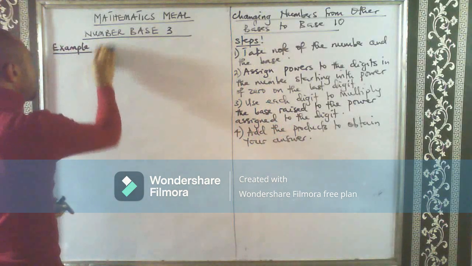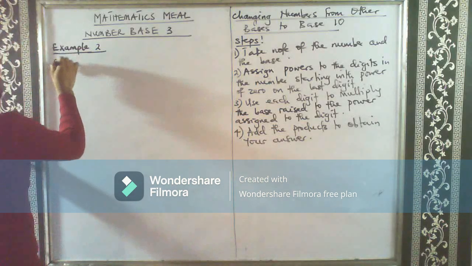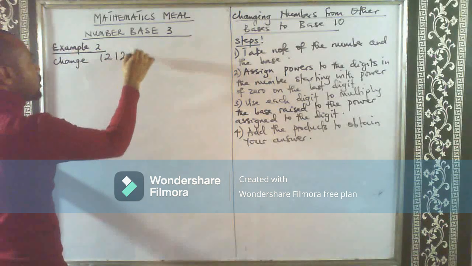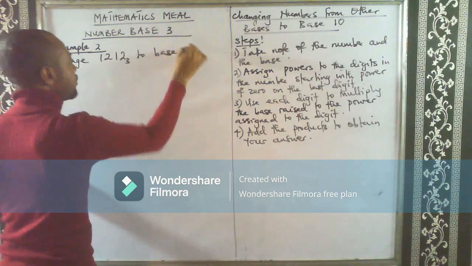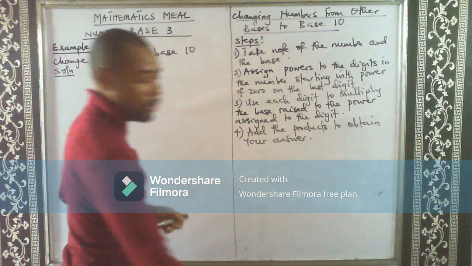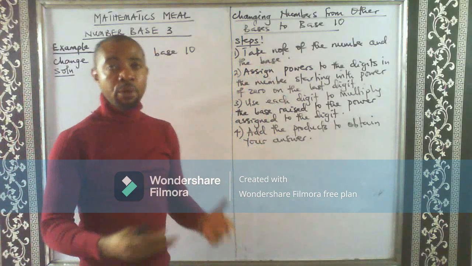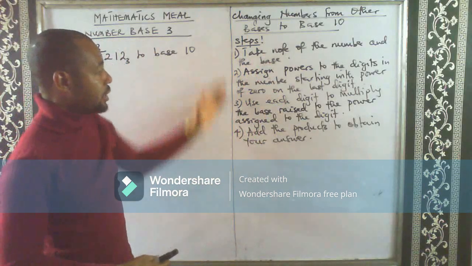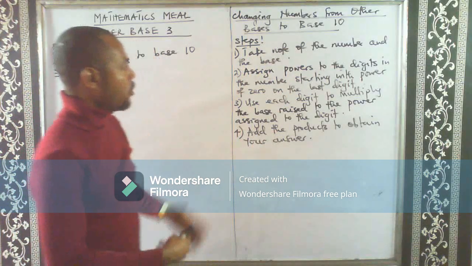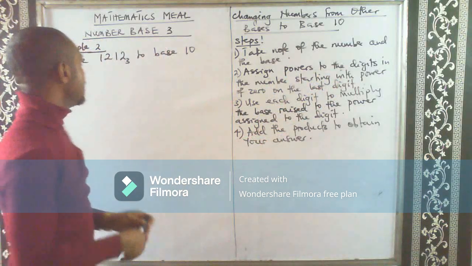Example 2 on number base. So we can now change 1212 in base 3 to base 10. We still follow the same principles that we followed in the first example. When we want to change a number from other bases to base 10, we take these steps. Step number 1, we take note of the number and the base. Then we assign powers to the digits in the number, starting with power of 0 on the last digit.